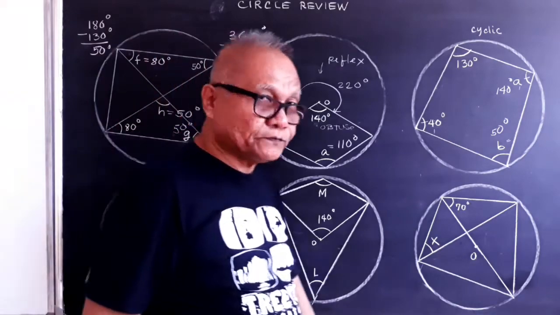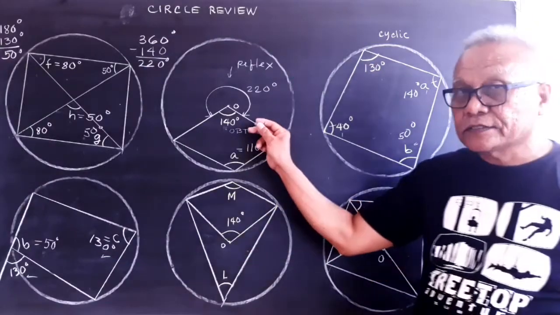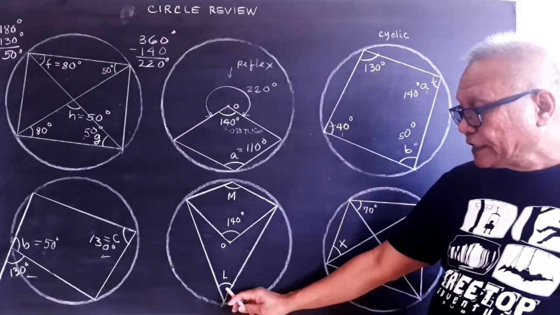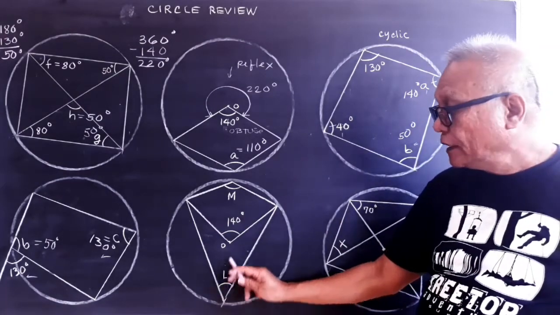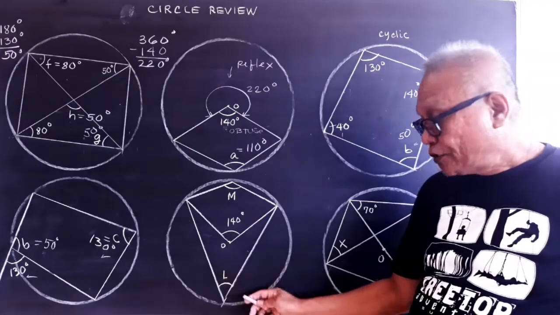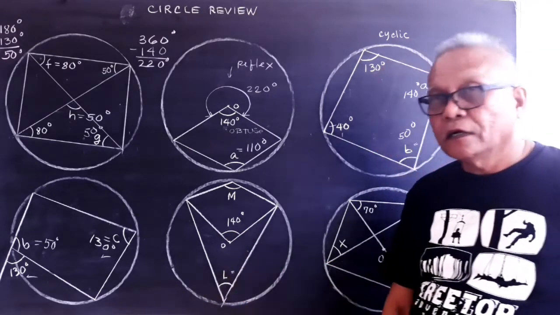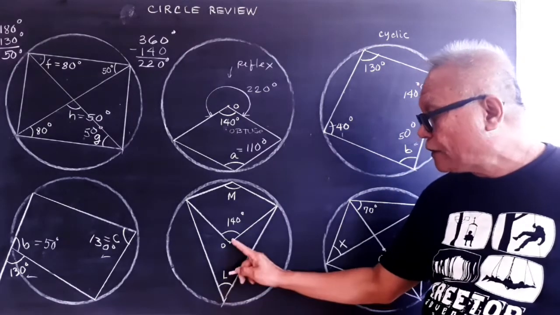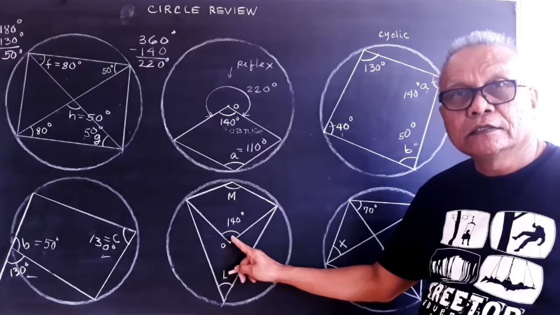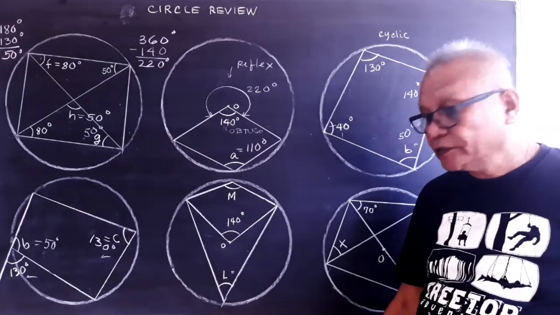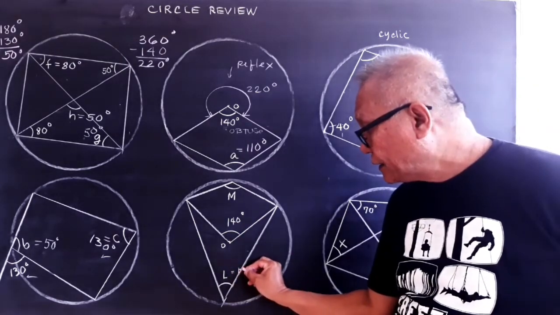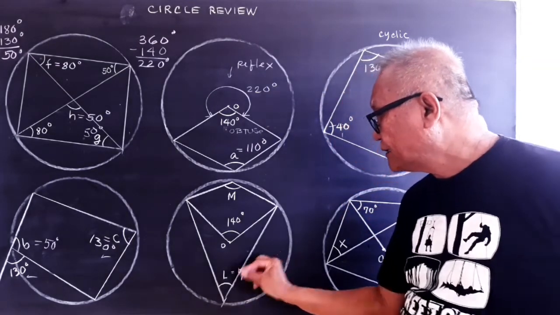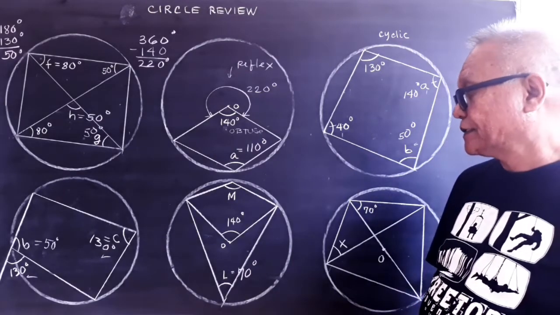Okay, let's check this one. This one is just like this one. But here we can easily see the subtended angle, L, and the central angle. So we can easily find L. What is the measure of L? L is only 1/2 of the central angle. So 1/2 of 140, angle A here is 70 degrees. Half of 140 degrees.